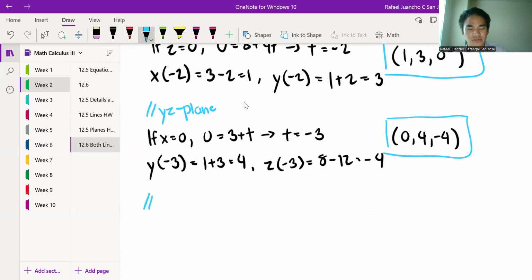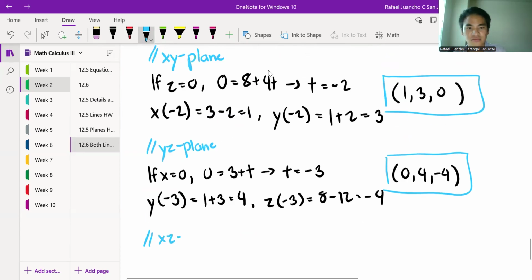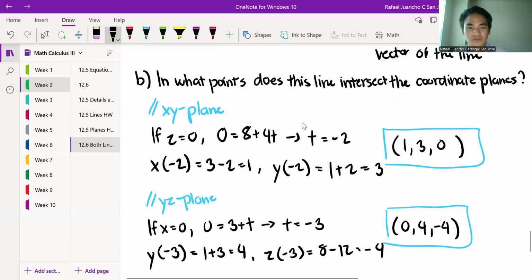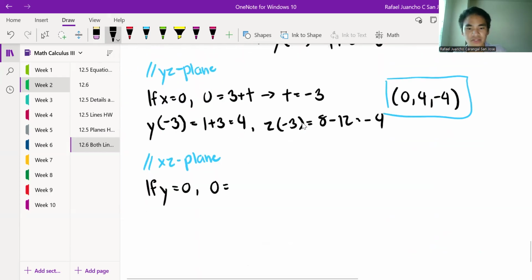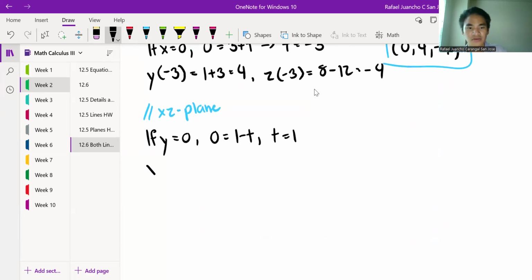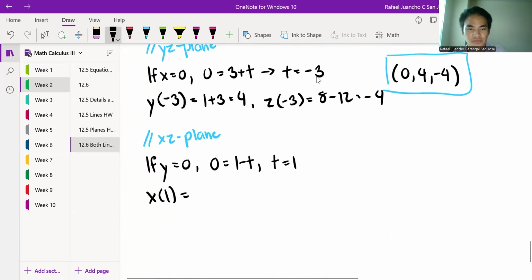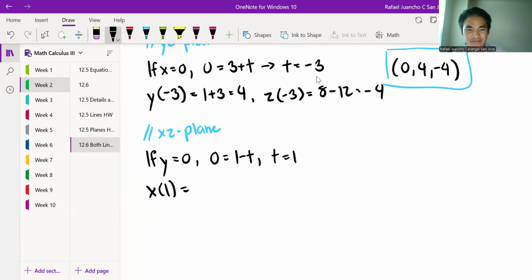And lastly, we do the xz plane. So here we just have to make y 0. We solve for t here. So 0 is 1 minus t. So t is 1. x of 1 is 4. 3 plus 1 is 4.